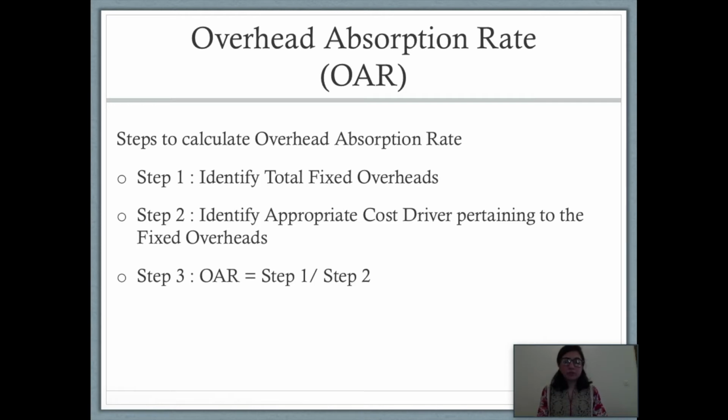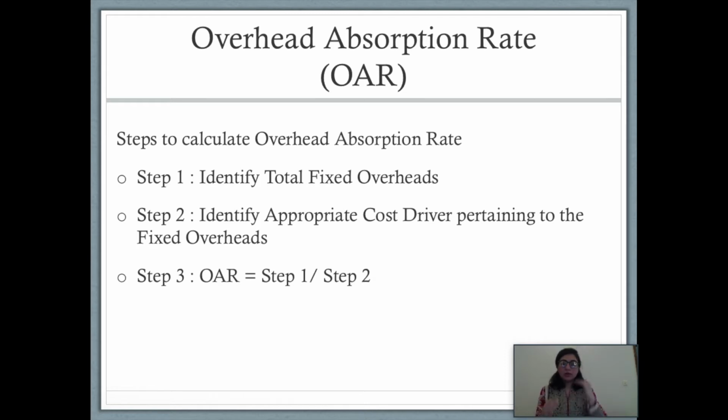Now, coming to what we're actually here for, to calculate OAR. OAR is called the absorption method. OAR is the first step to calculate absorption rate, which is used in absorption costing. At the end, we are going to differentiate between absorption and marginal costing. But before that, it's very important to understand what absorption rate is. Absorption actually means dealing with overheads. Marginal means dealing with variable costs.